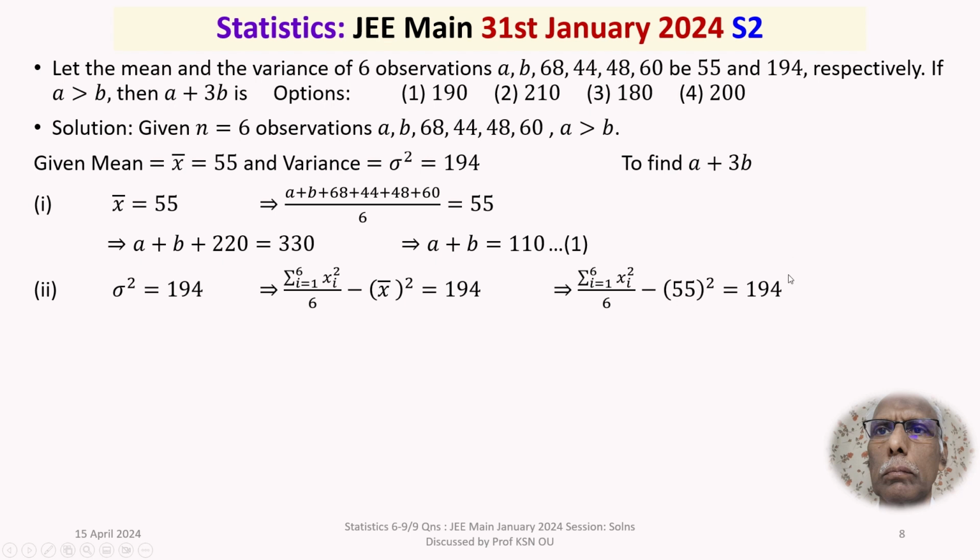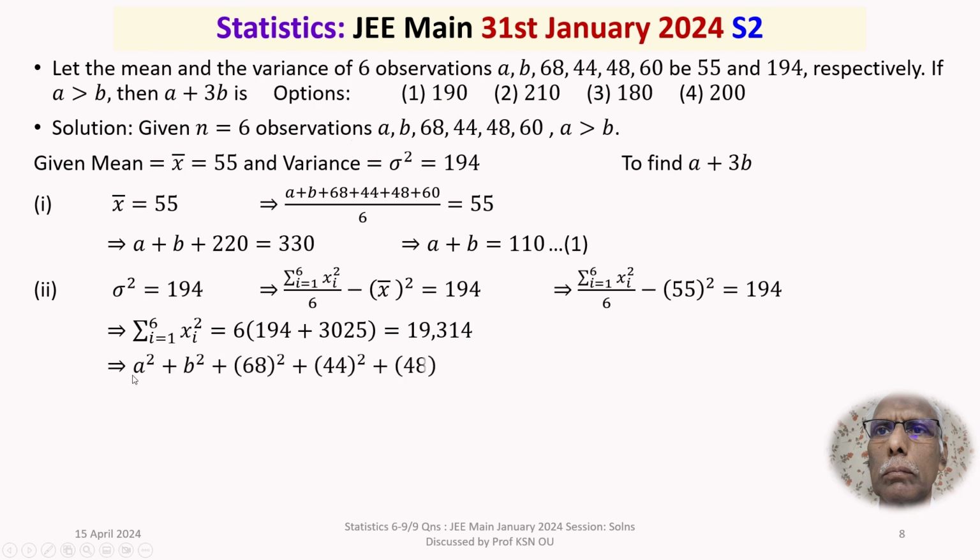the right hand side. And cross multiply: 6 into sigma i equal to 1 to 6 xi square is 6 multiplied by 194 plus 55 square, which is 3025. So when simplified all this, you get 19,314 as sigma xi square. So what is sigma xi square? The squares of these observations and the sum of it. So that is A square plus B square plus 68 square plus 44 square plus 48 square plus 60 square is equal to 19,314. So simplify all these things.